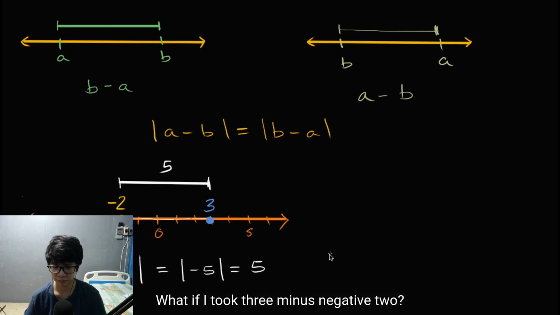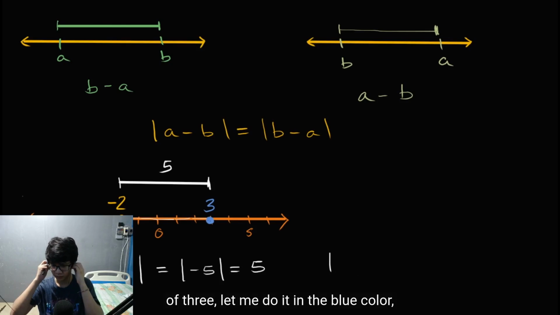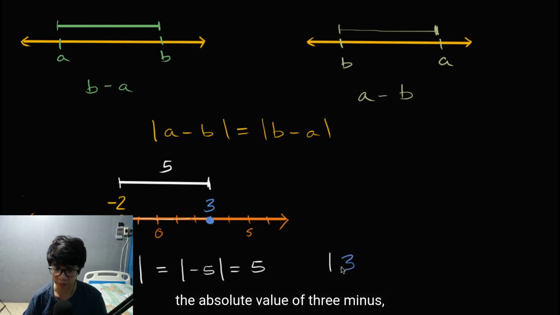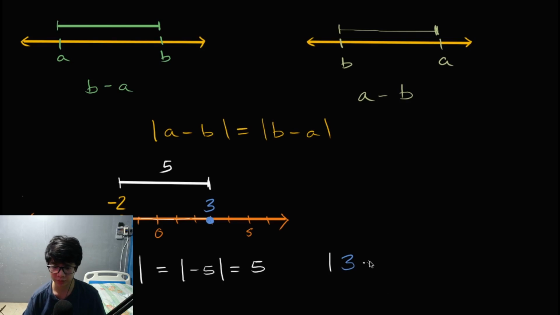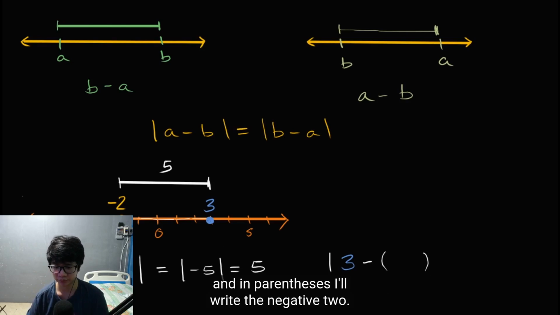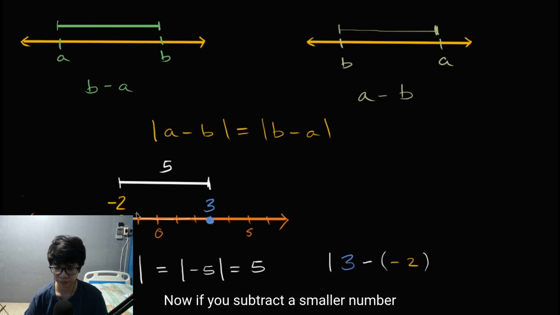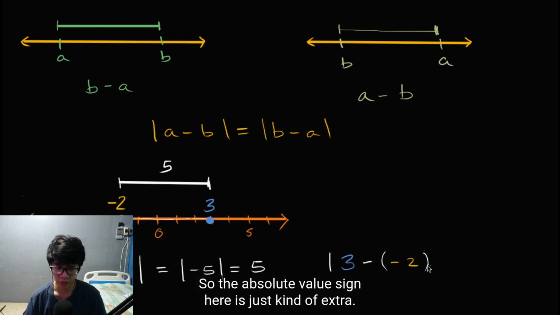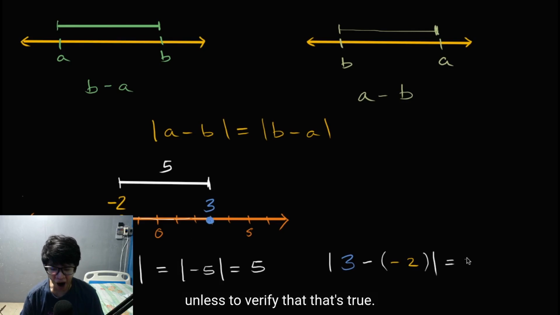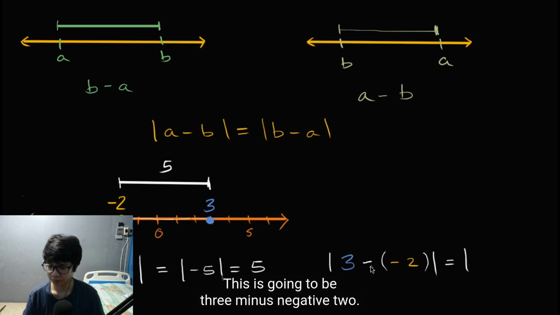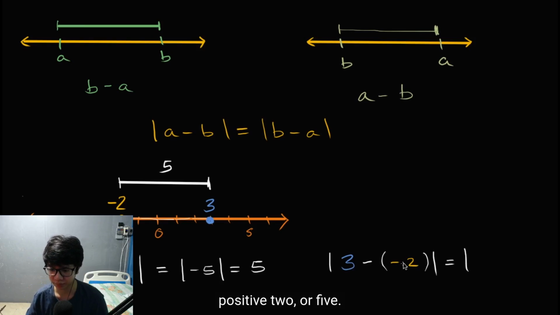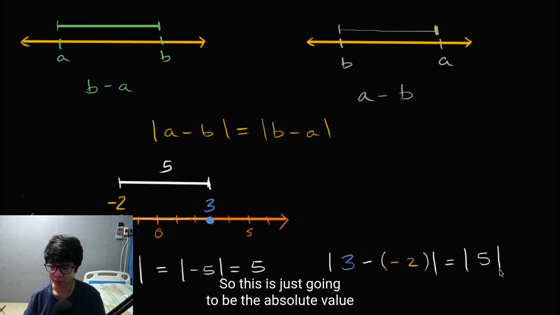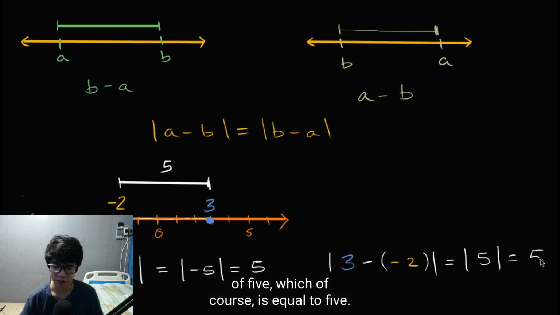What if I took 3 minus -2? We'll do it in the blue color. So it's the absolute value of 3 minus, and in parentheses, I'll write the -2. Now, if you subtract a smaller number from a larger number, you should get a positive value. So the absolute value sign here is just kind of extra. You don't really need it, and let's verify that that's true. This is going to be 3 minus -2, which is the same thing as 3 plus 2, or 5. So this is going to be the absolute value of 5, which of course is equal to 5.